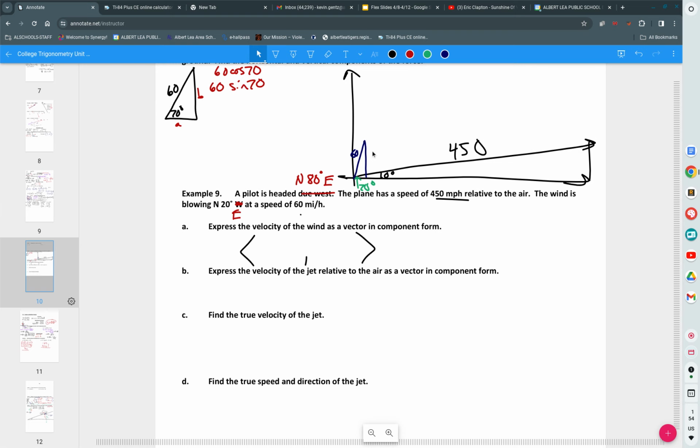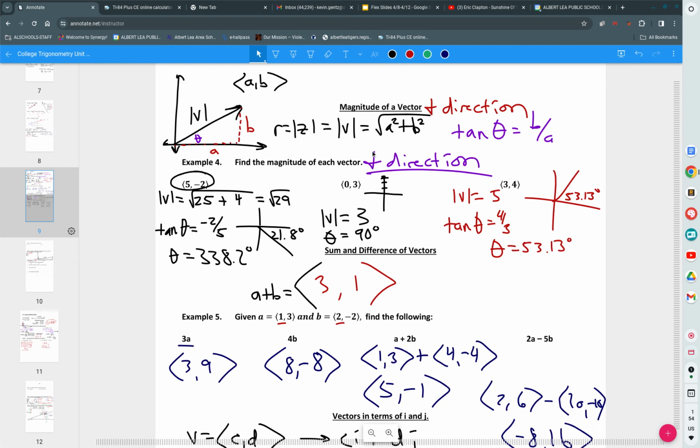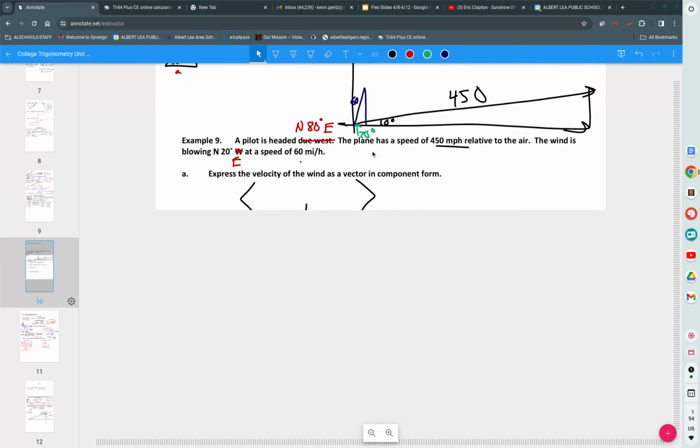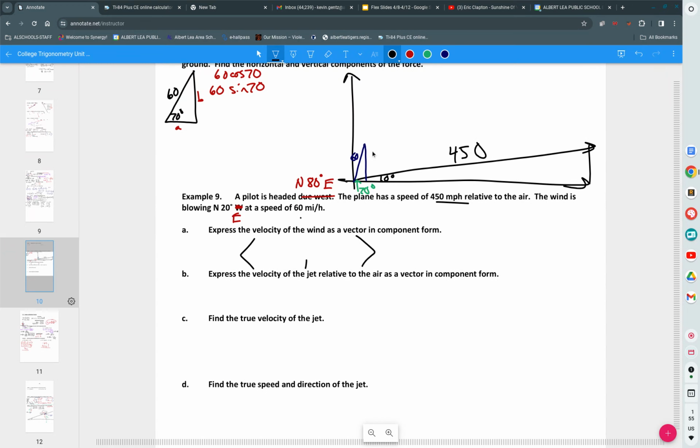I haven't memorized it, folks. Sounds good to me. Anybody else confirm that? Yeah. Okay, and then let's do 60 sine of 70. 56.4. Great. Are we okay with that first step?